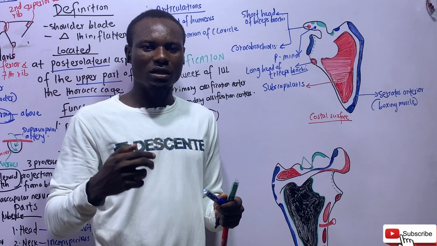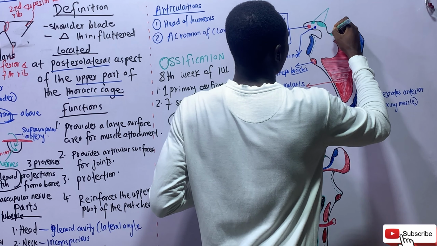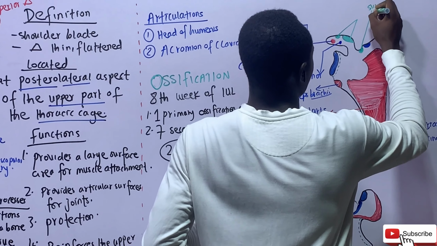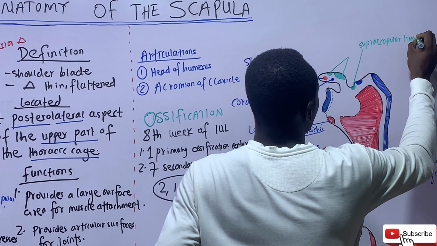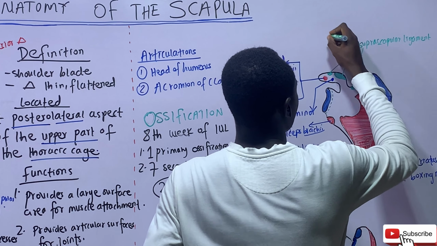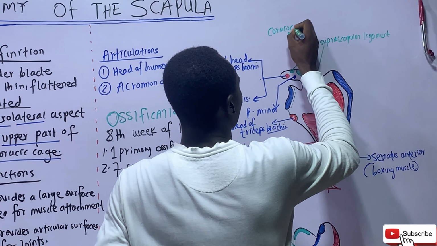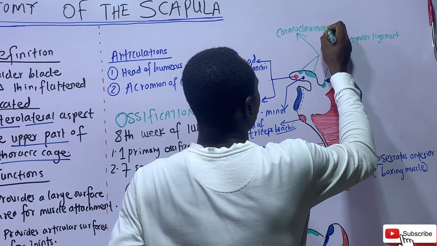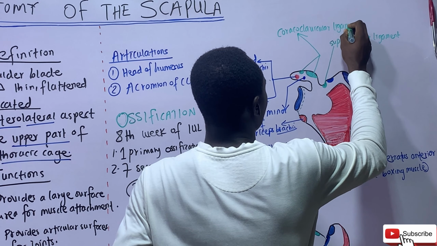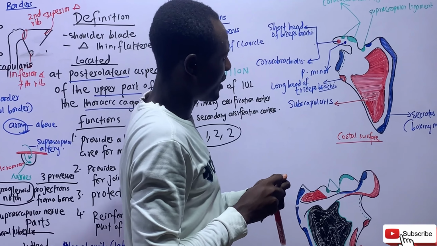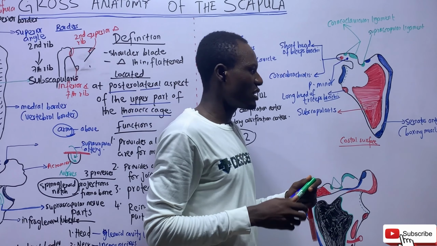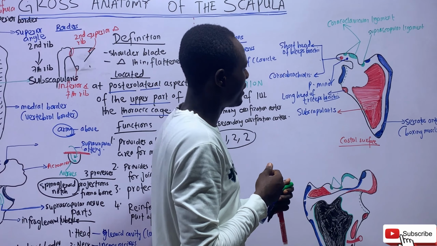Okay? These are ligaments. So this ligament right here is the suprascapular ligament. And by this ligament, the coracoclavicular ligament. So these are the ligaments we're going to find. It takes origin from the base of the coracoid process and it projects out. So this is the suprascapular ligament.